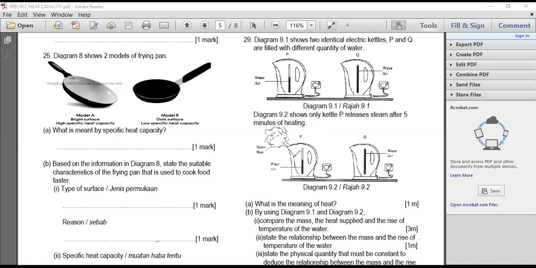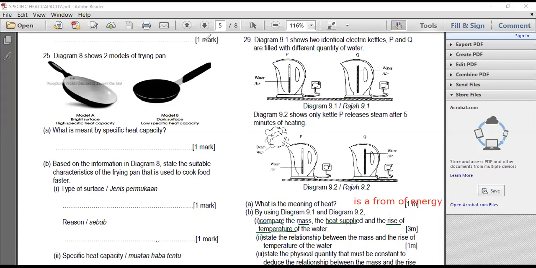Okay, so the first thing is, what is the meaning of heat? So they start with a definition. Heat, you can say, is a form of energy. Next, using diagrams 9.1 and 9.2, compare the mass, compare the heat supplied, and compare the rise in temperature. So these are 3 marks.